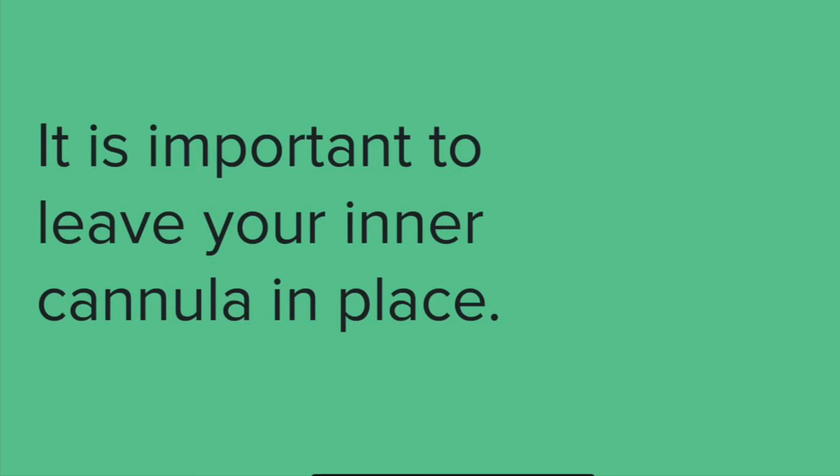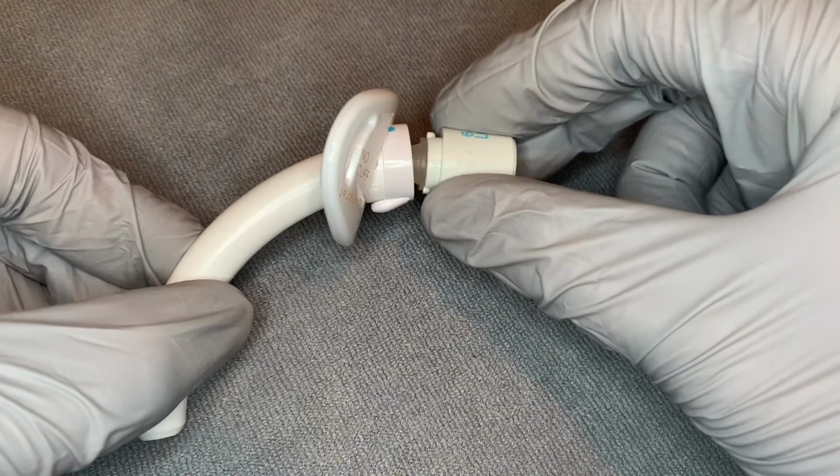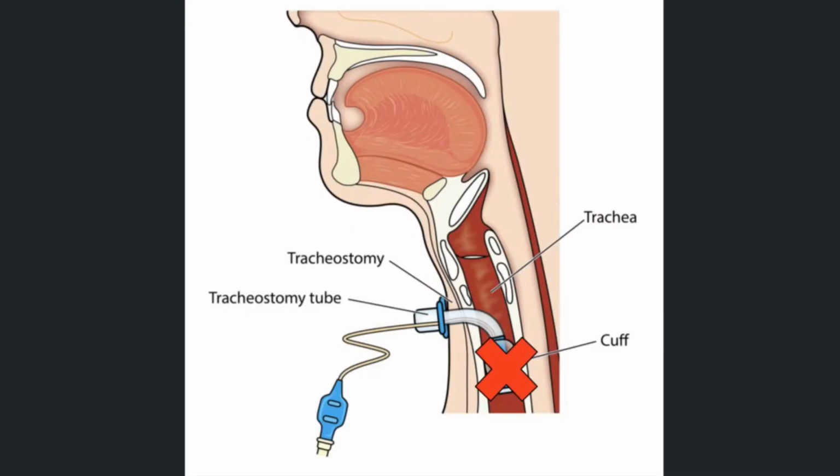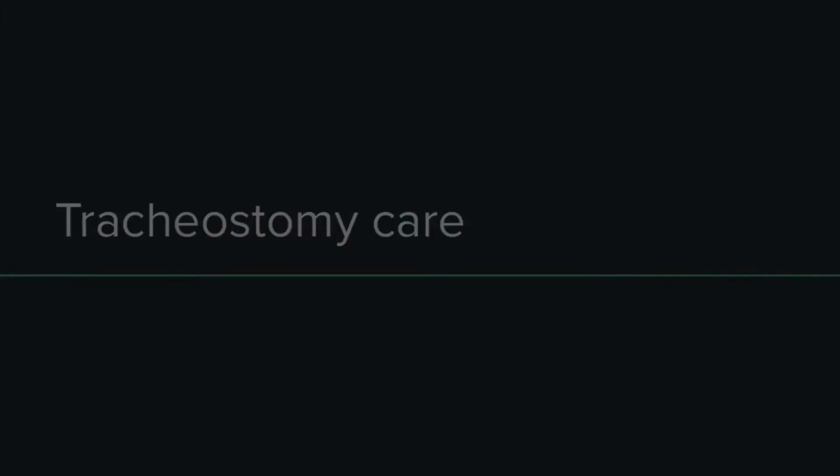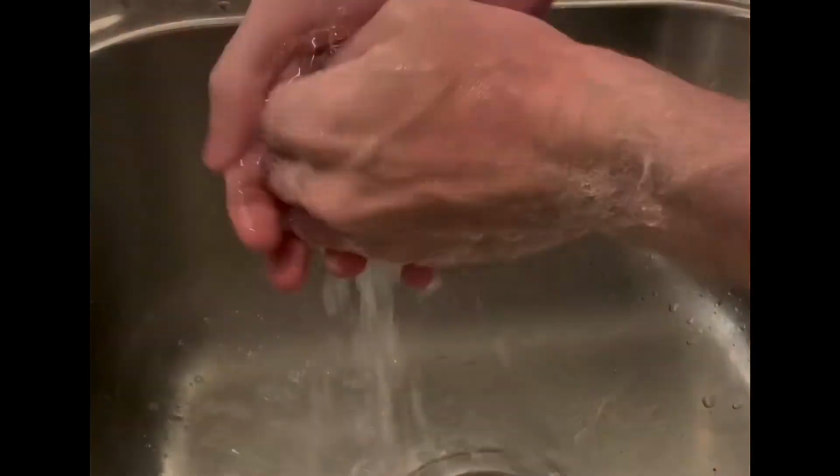While some patients feel that they breathe better with the inner cannula out, it is important to keep this in place, as it can be easily removed and exchanged compared to removing the whole tracheostomy tube should a blockage occur. We recommend performing tracheostomy care with a clean technique, that is, with hand washing prior and use of gloves.